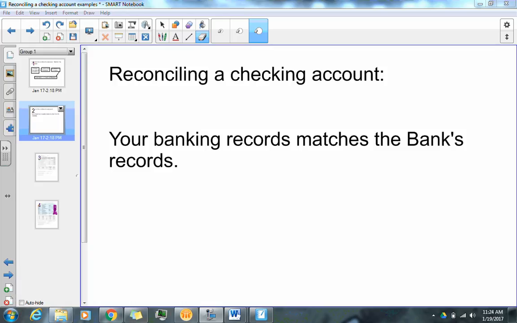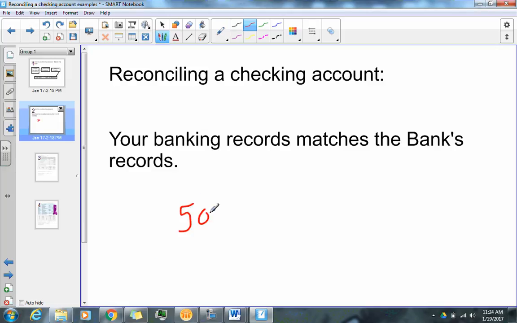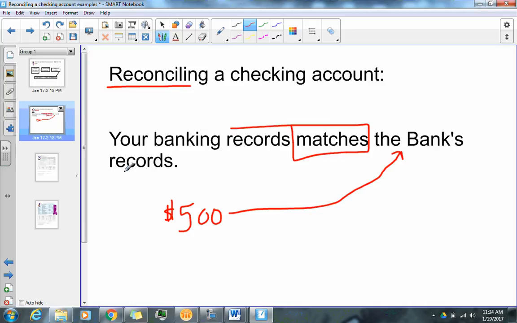In this video, we're going to be talking about reconciling a checking account. Basically, what that means is your banking records match the bank's records. So in other words, if you say you have, let's say, $500, then you better hope the bank agrees with that. All right, so reconciling means making sure everything matches. So let's get started.